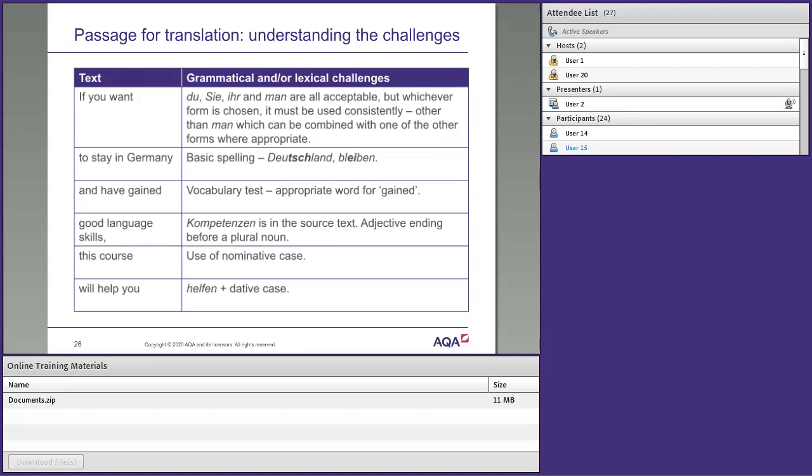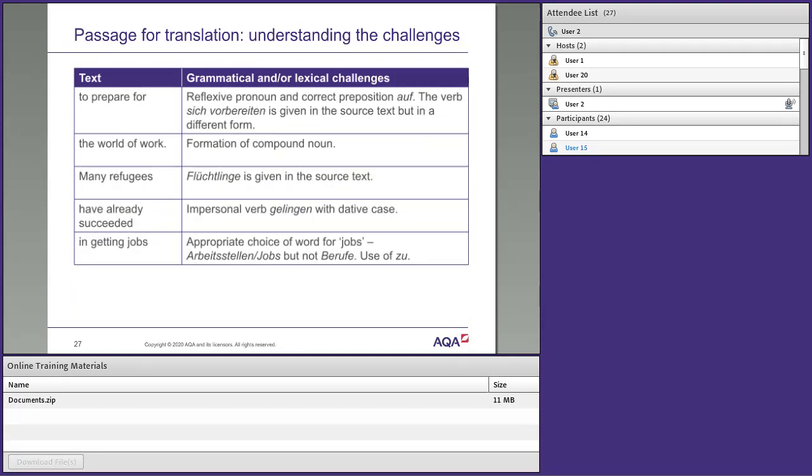Certain words that are just basic vocabulary, so have gained. Good language skills, that was in the source text, but they need to know the adjective endings before a plural noun. The use of the nominative case in the start of the sentence, this course, and we're going to see these a lot. Verbs that take a particular case, in this case helfen. So again, if students are aware of those, they'll see that as a trigger, if you like, and think, right, I need to think about what case that uses.